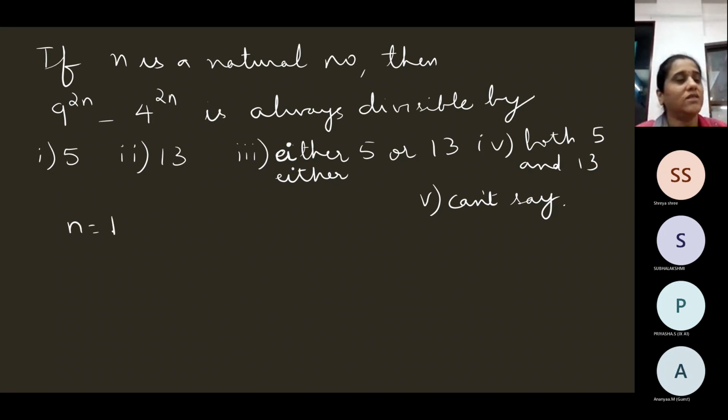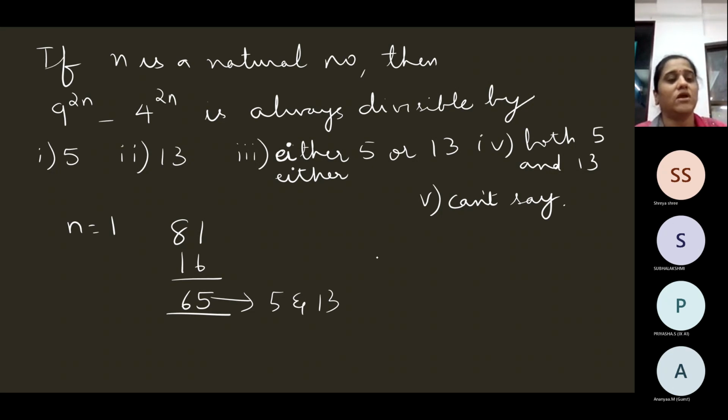When n is 1, 2 into 1 is 2. So 9 squared will be 81 and 4 squared is 16. What is the difference? 65. And 65 is divisible by both 5 and 13.